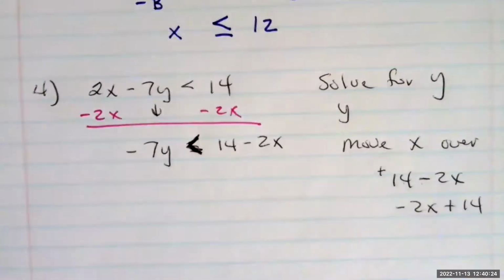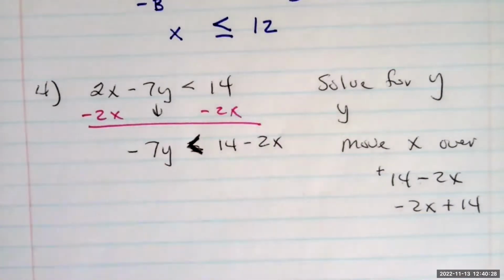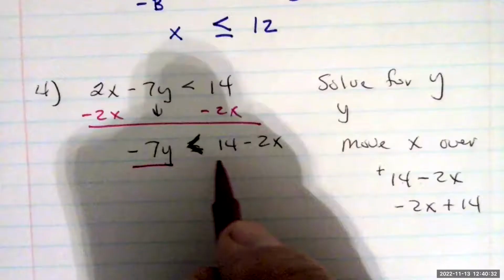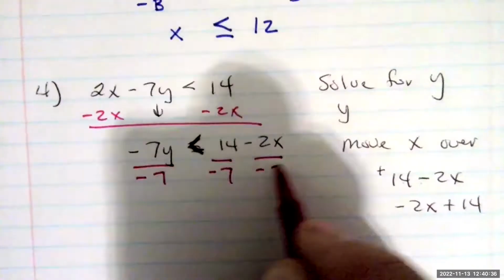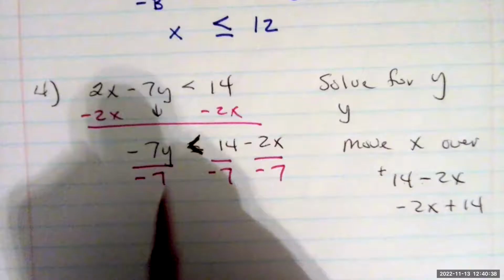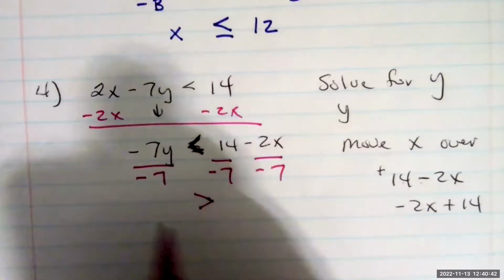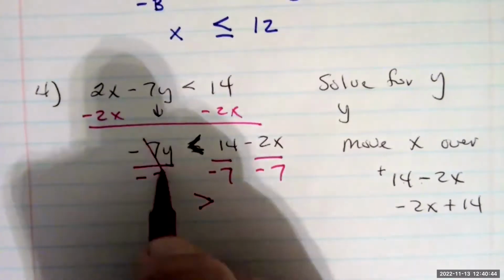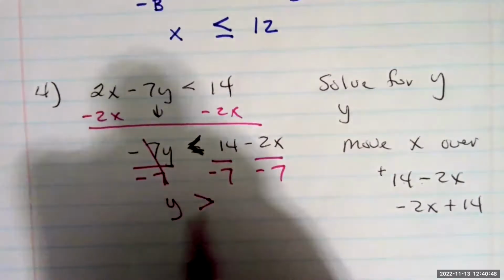Now, what's my variable? As you see, my variable is y. It's being multiplied by -7. Again, it's being multiplied by -7. So the opposite is divide everything by -7. And because we're dividing and we have an inequality in here, it's going to make us flip our inequality. So now it's a greater than sign instead of less than. 7 divided by 7 is 1, and 1 times y is y.